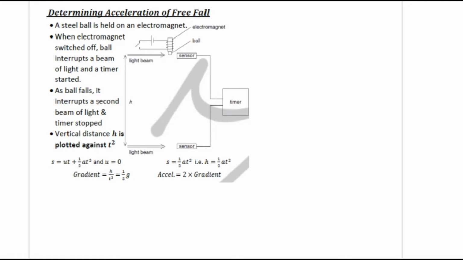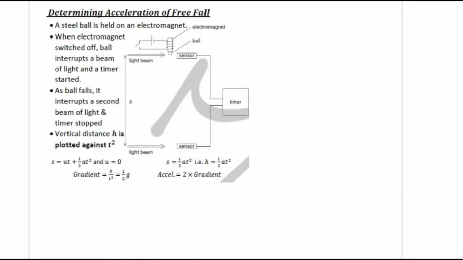As the ball falls, it interrupts a second beam of light and the timer stops. So the ball continues to fall until here, it blocks the light again and the timer stops. By using this kind of setting, we can calculate the time accurately. Next, vertical distance h is plotted against t squared. So we are going to plot a graph of h against t squared.